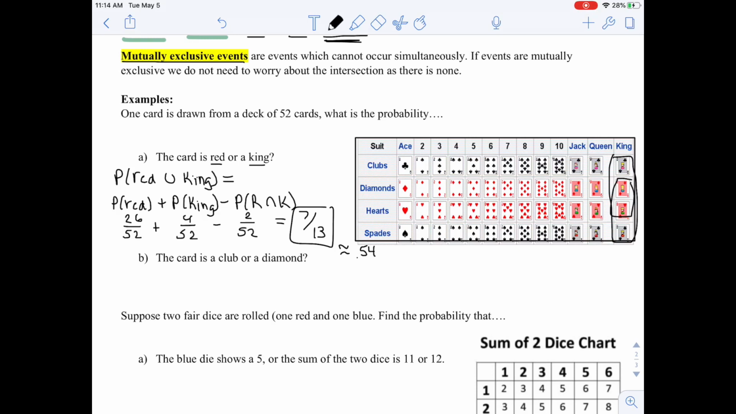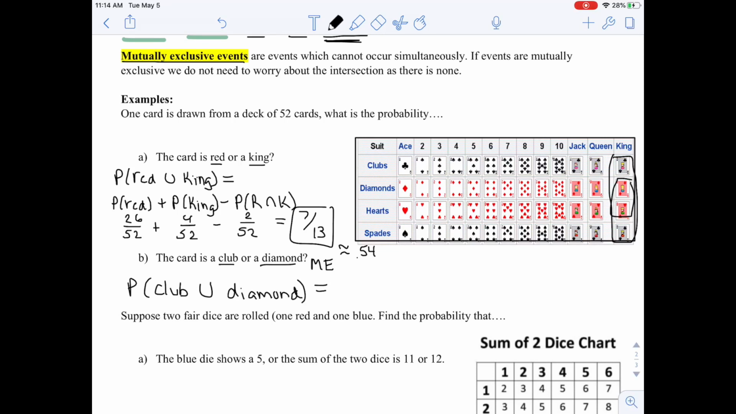Second question is, the card is a club or a diamond. Those do not overlap, so we call these mutually exclusive, sometimes called disjoint instead. Okay, and so we're looking at the probability of a club or a diamond. And again, you can write "or" or the union sign.